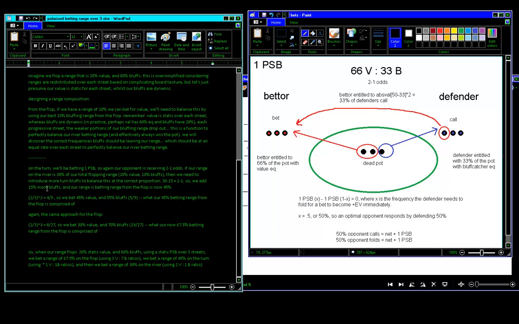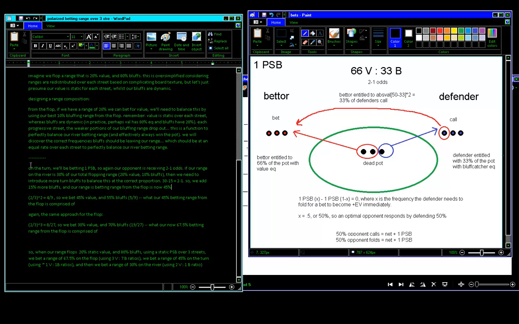An easy way to figure out what our new ratio should be in terms of our betting range: on the river, we're betting 30% in this example, and we are assigning 2/3 value and 1/3 bluffs. Here, we know right now that we're using 45%. Now we've got to figure out how much of that 45% is going to be our value and our bluffs.